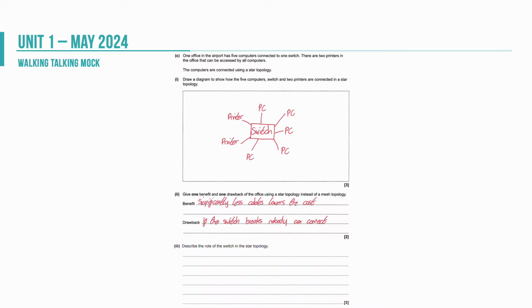We're then asked to describe the role of the switch in the topology. What does the switch do? Well, it connects the devices together, it receives data from all the devices, and it also directs data on to the correct destination. Remember, a switch is different to a router. A switch has got nothing to do with connecting to the internet, and therefore if you reference the internet in your answer, don't. That would be for a router.